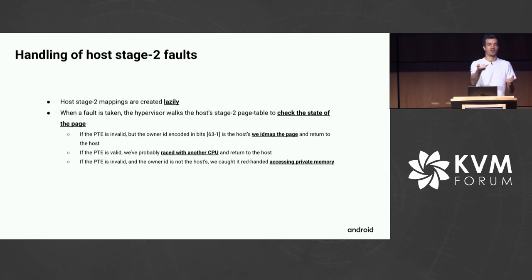If the PTE is valid, it probably means we just raced with someone else who has done that for us just before, so we can just re-enter the host and hope for the best. But if the PTE is invalid and the ID we found in the remaining bits is not the one of the host, then we have a problem. It means we've got the host accessing private memory, and this is where the fun begins.